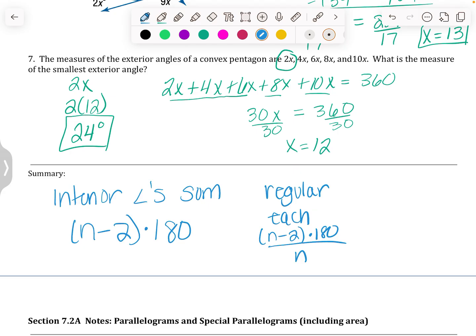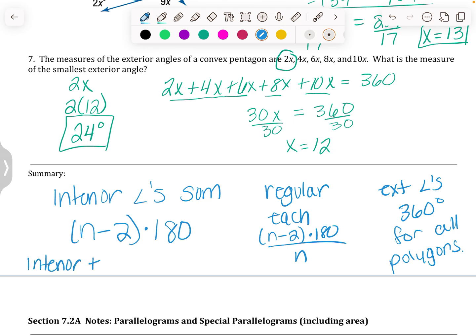The exterior angle sum is always equal to 360 degrees for all polygons. Similarly, if it's regular, you divide by the number of sides because each one would be the same, so you can find each exterior angle. And interior angles plus exterior angles always equal 180 degrees in pairs because they form linear pairs.